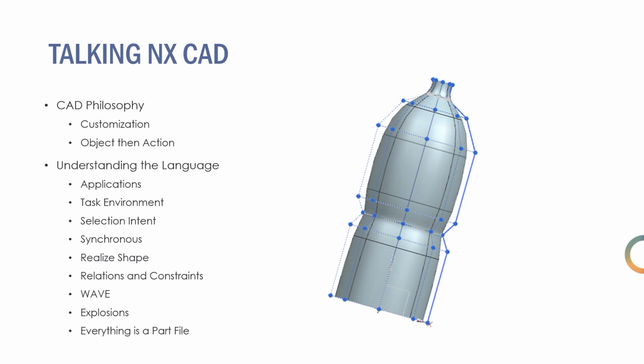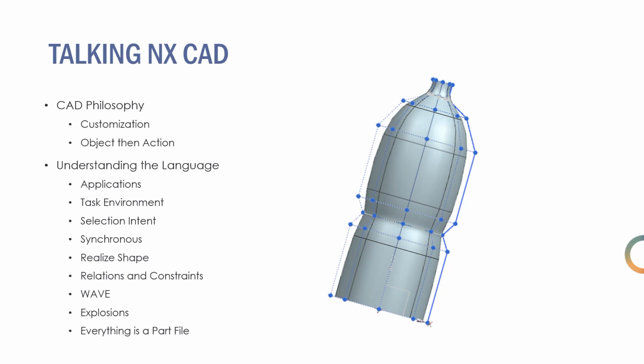Speaking of the new versus old sketch task environment, here are some other things I've listed as a few of the more important aspects of NX that I like to make sure to emphasize while I'm teaching a class. What are applications? What are task environments? What is selection intent?